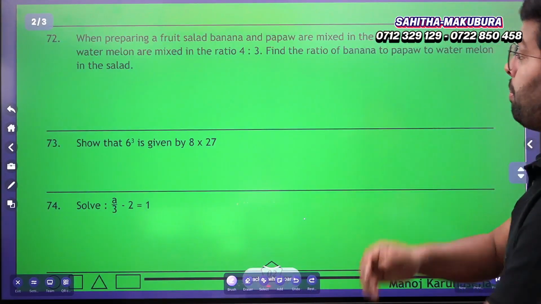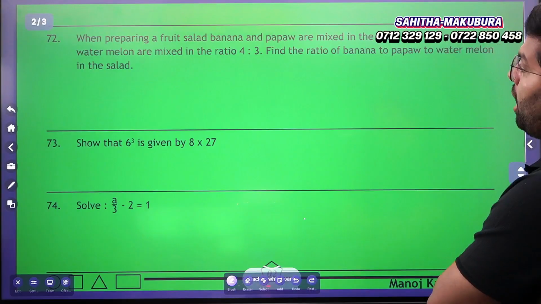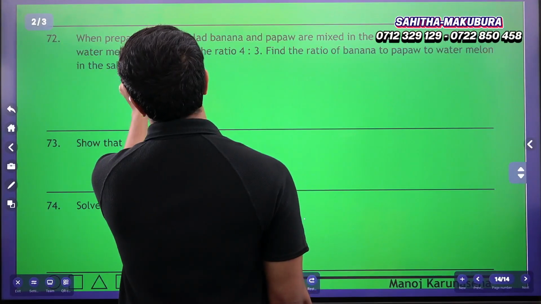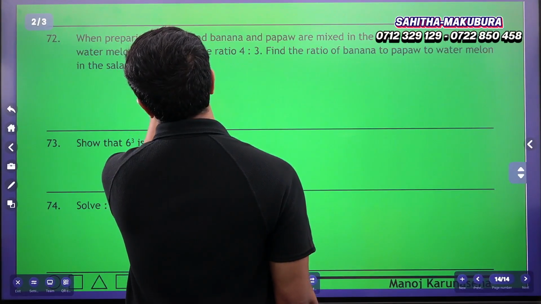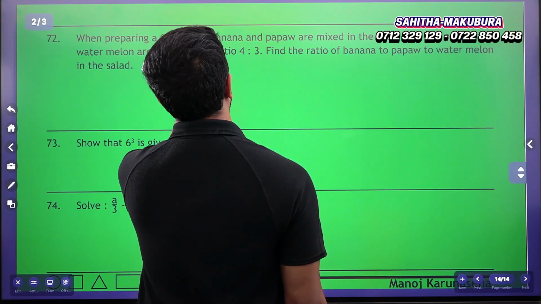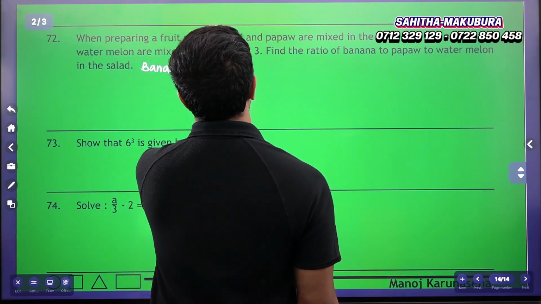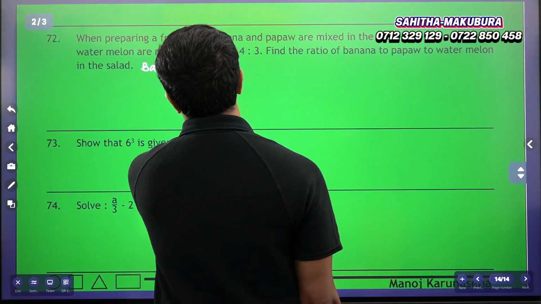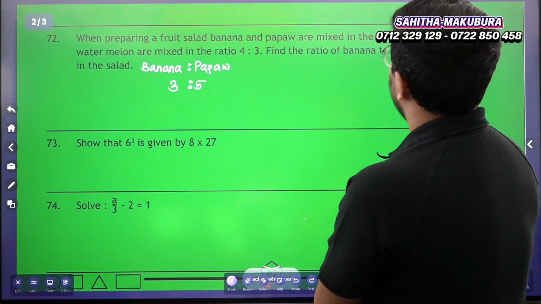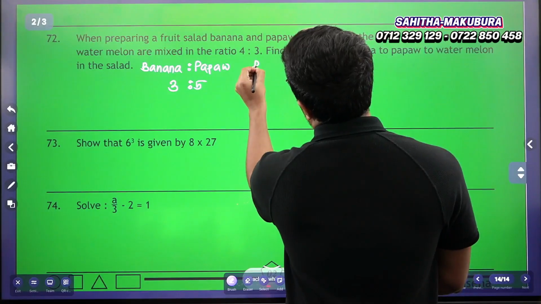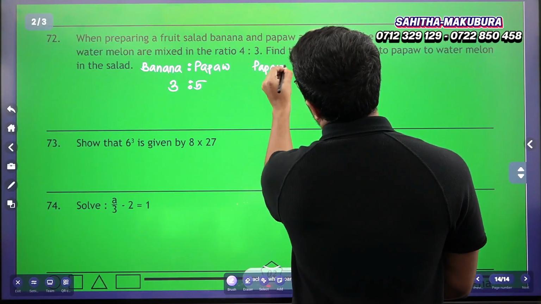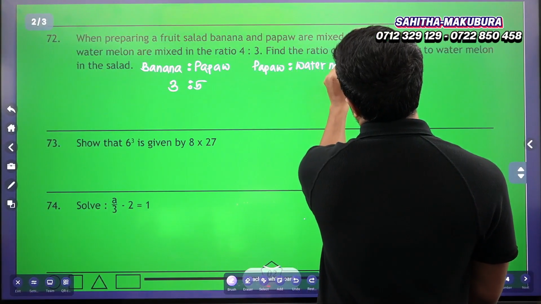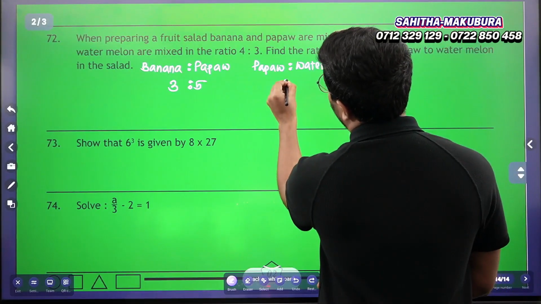Right. When preparing a fruit salad, banana and pepper are mixed in the ratio 3 to 5. Pepper and watermelon are mixed in the ratio of 4 to 3.